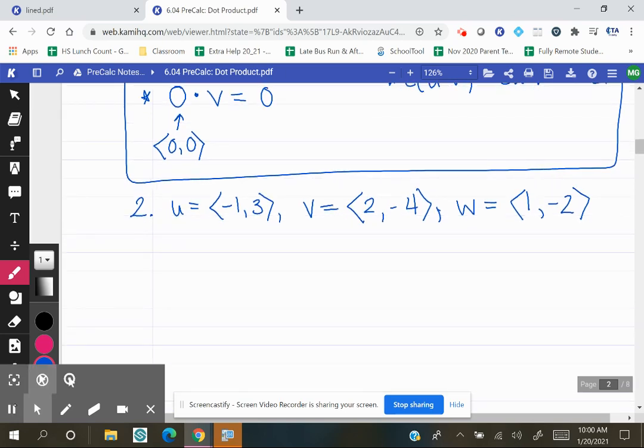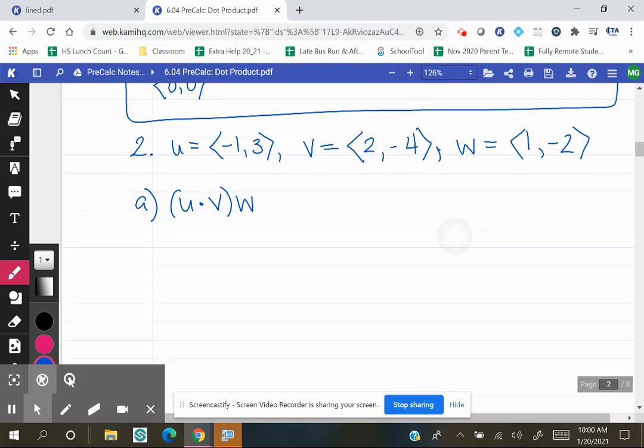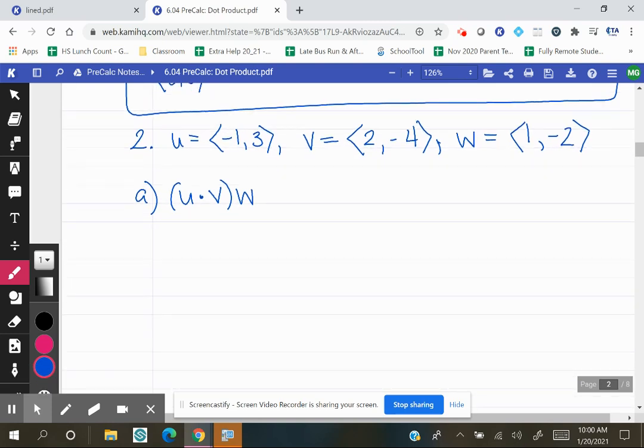All right, so the first one we'll do is finding the dot product of u and v, and then multiplying that by vector w. Okay, so first start by thinking about, do you think this is going to give you a scalar quantity, so just a number, or is it going to give you a vector? All right, so let's dive right in.